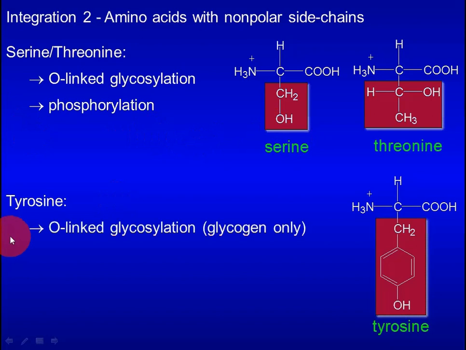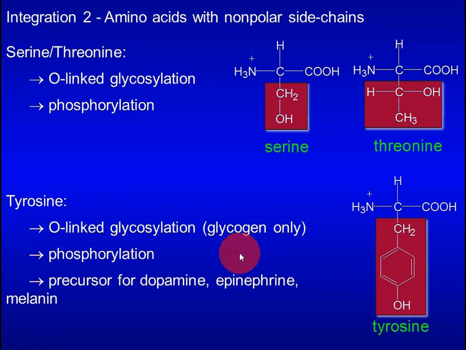Sugar can be attached to tyrosine as well, but this process only occurs during synthesis of glycogen. Tyrosine can also be phosphorylated. Tyrosine is a precursor for dopamine, epinephrine, and melanin. In our body, tyrosine can be synthesized from phenylalanine.